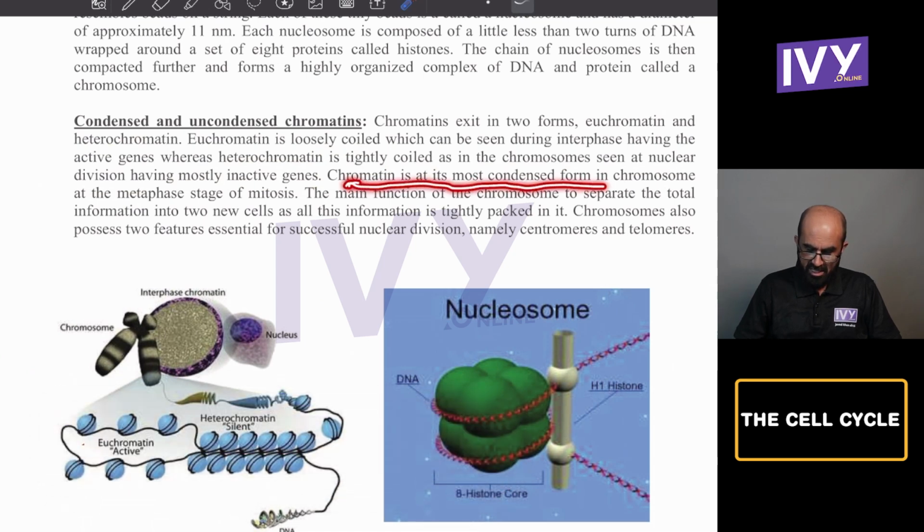Chromatin is at its most condensed form in the chromosome at the metaphase stage of mitosis. Keep in mind that the complete and fully condensed DNA is at the stage of metaphase. So the process of condensation starts even in the interphase, I mean the G2 phase. It continues.